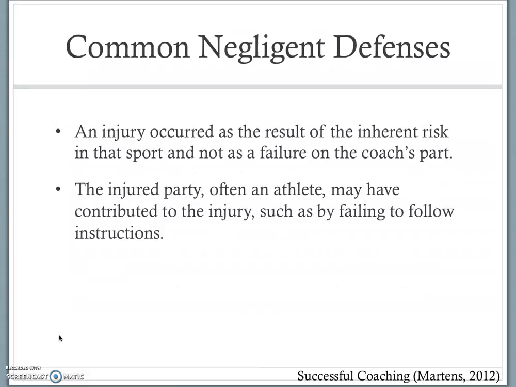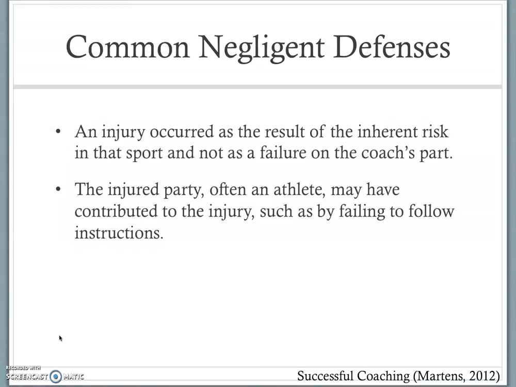A frequent defense in sport negligence cases is that an injury occurred as the result of the inherent risk in that sport and not as a failure on the coach's part to fulfill a legal duty. For example, you properly instructed a young boy in diving. The diving board is in excellent condition and the pool is at an adequate depth. While the boy performs a dive, he hits his head on the board, sustaining a serious injury. With no other factors involved, his injury is the result of a risk inherent to diving.